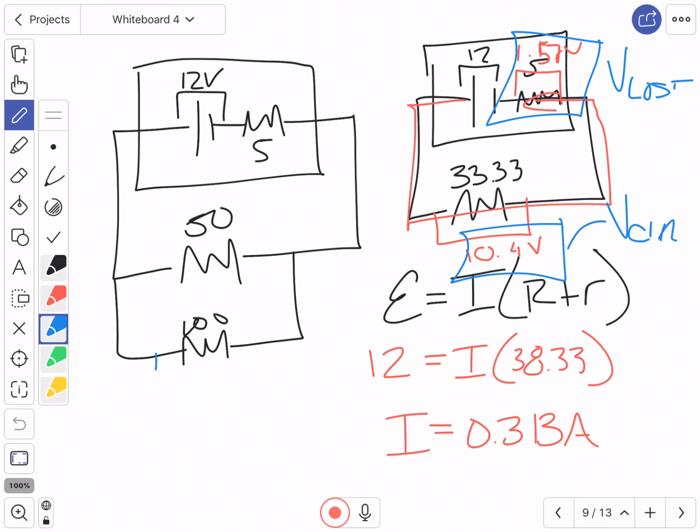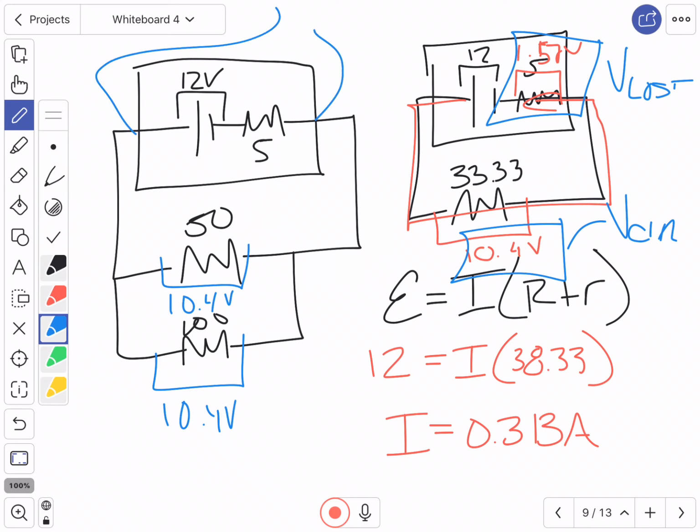So going back here, I know this resistor would have 10.4 volts. And so I can use that to understand how the EMF at 12 volts is actually only going to be able to distribute 10.4 volts throughout the circuit because of the 1.57 volts that's lost in there.